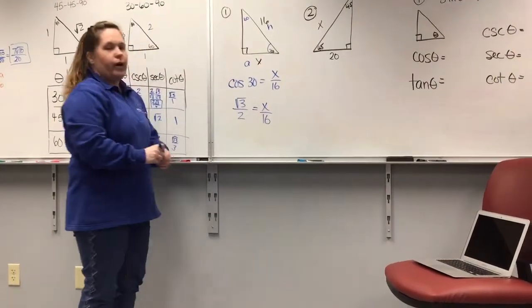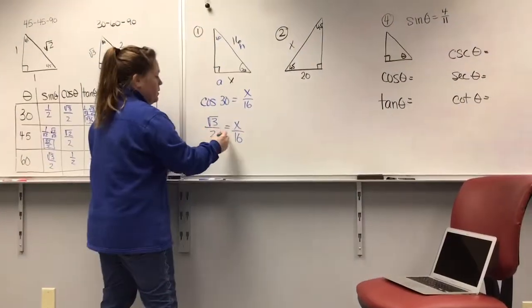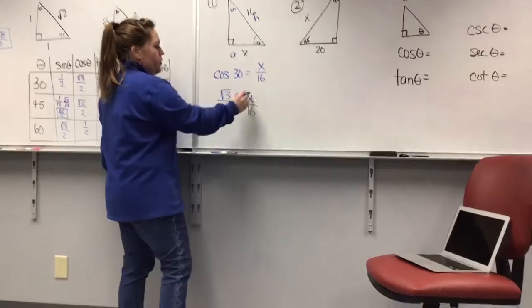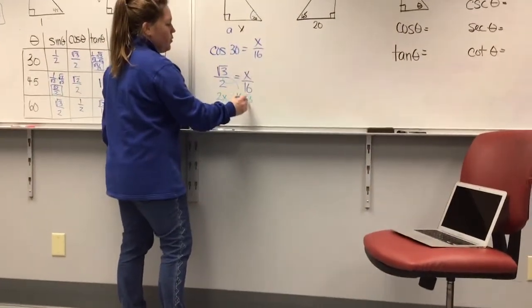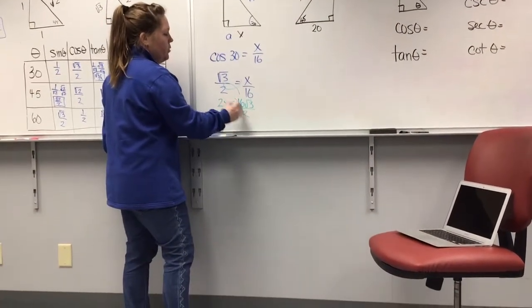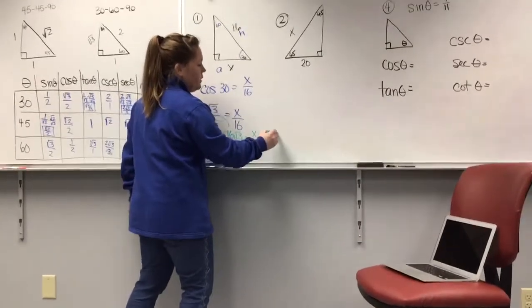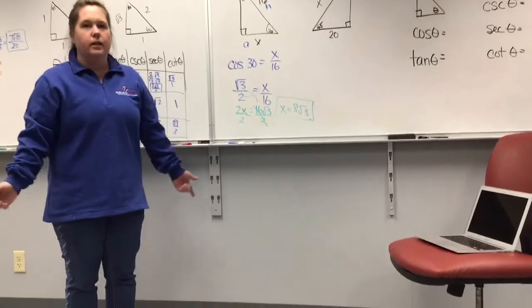I now have a fraction equal to a fraction. All we have to do is cross multiply and solve. So 2 times x is 2x equals 16 times the square root of 3. Just multiply there. To solve it for x, I divide that by 2. The 16 and the 2 cancel, so x is going to equal 8 times the square root of 3. That's going to be the length of the side.